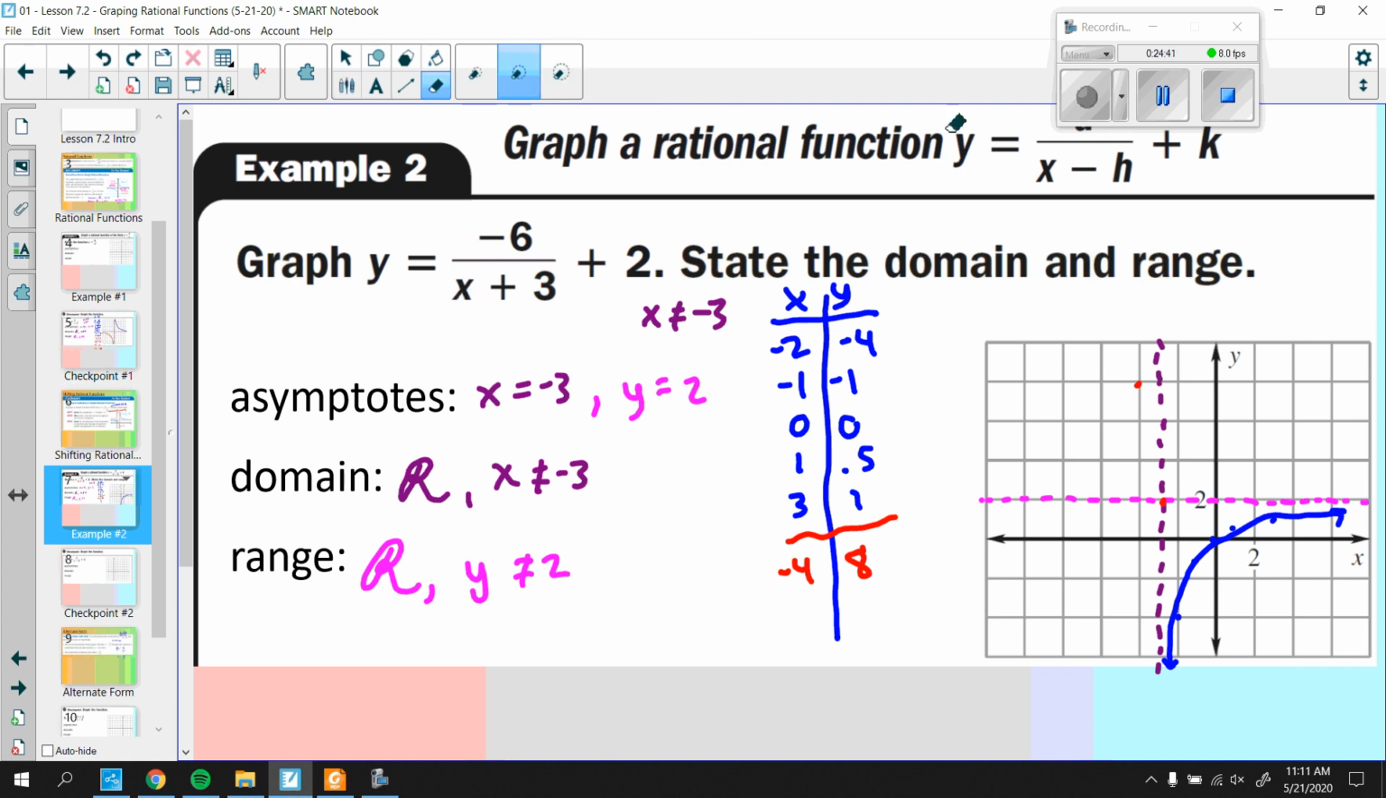Just plug the points in. I guess maybe I'm making it harder than it has to be. So the next x value out will be -5. -6 over -2 is +3, + 2 is 5.